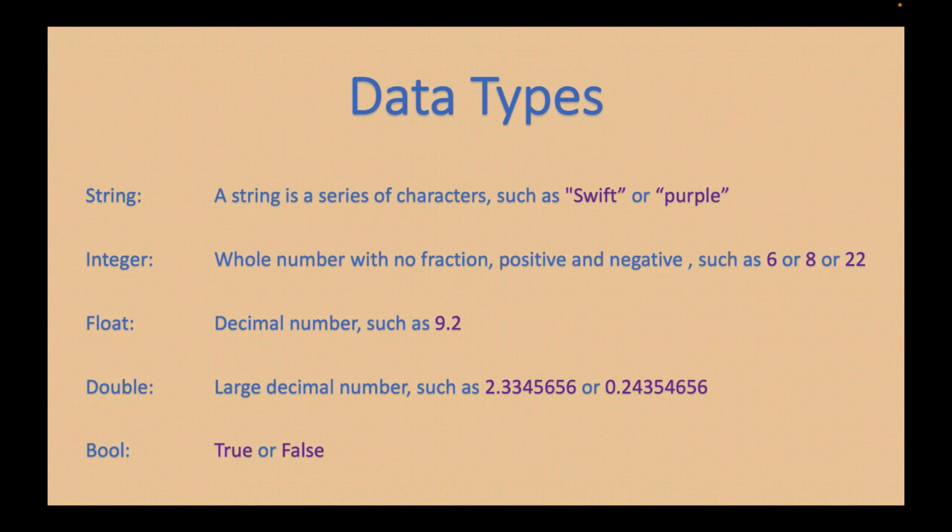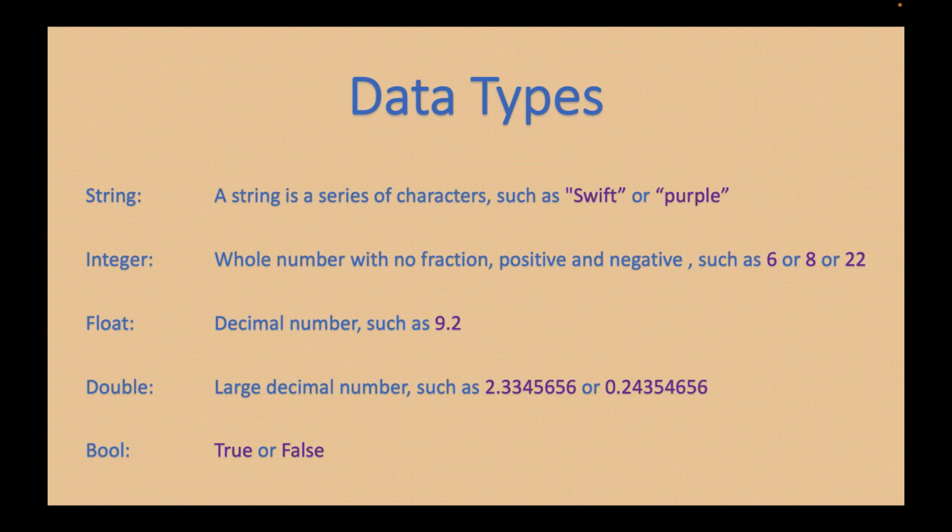Now, the data which you store has types. It can be string, integer, float, double or boolean. When we say the data type is a string, that means it's a series of characters and it is enclosed in quotes. As you can see here, Swift and purple are examples of strings.